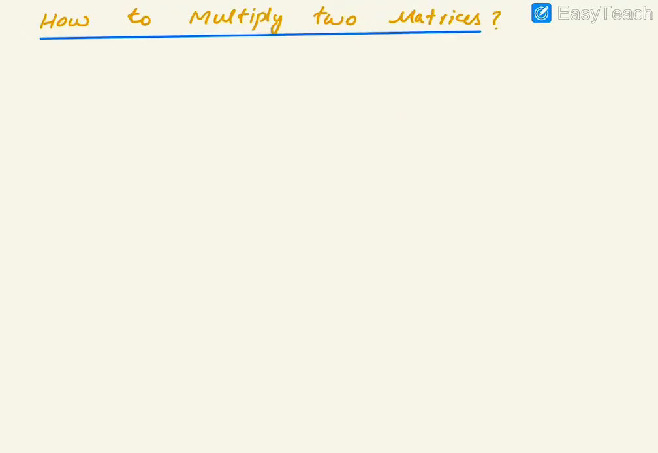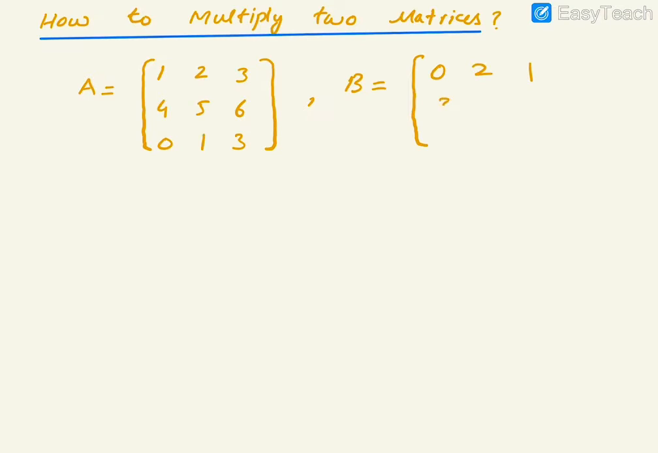Now the question is how to multiply two matrices. So let's say there is a matrix A whose elements are 1, 2, 3, 4, 5, 6, 0, 1, 3 for example. And there is another matrix B whose elements are 0, 2, 1, 3, 5, 1, 6, 7, 8 for example.